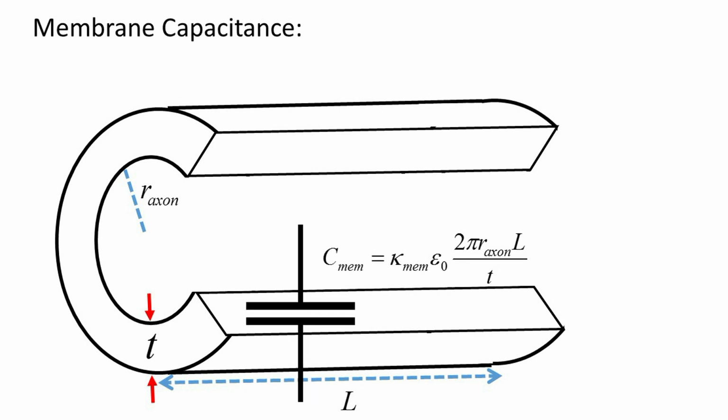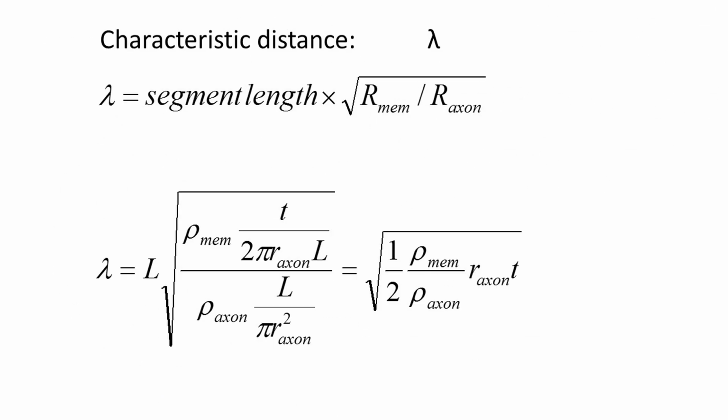The membrane capacitance will be given by the product of the dielectric constant kappa, the permittivity of free space, and the cylindrical surface area, all divided by the membrane thickness. A thicker membrane results in a reduced capacitance. The characteristic distance that passive conduction signals can propagate down the axon depends on the square root of the ratio of the resistances. Once the smoke clears from the algebraic cancellations, we find that the distance the signal propagates depends on the square root of both the radius of the axon and the thickness of the membrane.